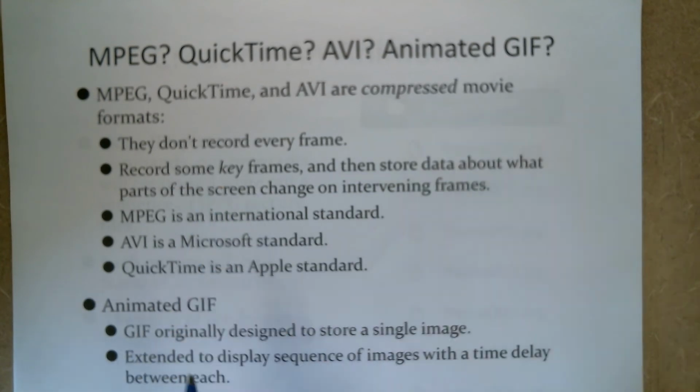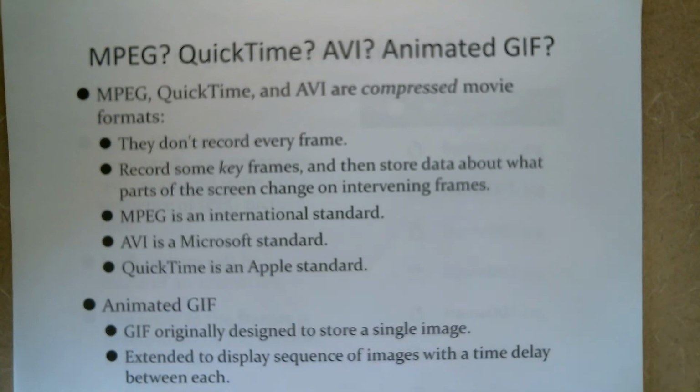What we do is we don't record every frame. We record some key frames, and then we just store information about the parts of the screen that change on intervening frames. So, for example, if you're watching somebody talk in front of a wall, there's a lot of those pictures that aren't changing. The wall's not changing as the person sits there and talks. So instead of having to record that information over and over again, you record the wall once and then you just wait until there's a change in that wall. If there's no change, you just keep using the data that you have instead of having to restore data over and over again.